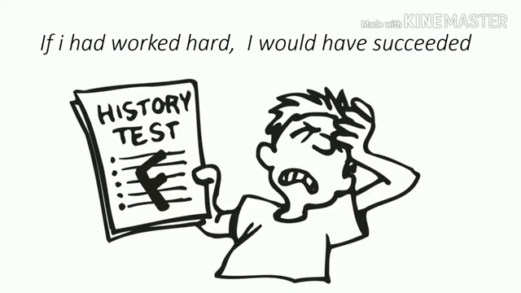As you can notice, this sentence is composed of if plus had worked. This is the past perfect. Plus would have succeeded: would have plus past participle of the verb succeed. It means he is regretting something in the past. He can't go back to the past and fix it. He says, if I had done something, something would have happened.